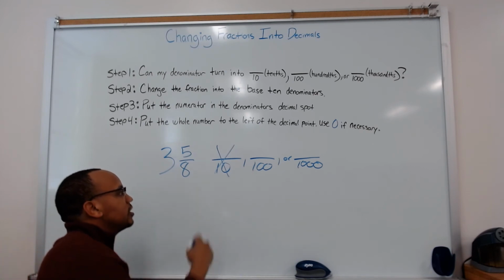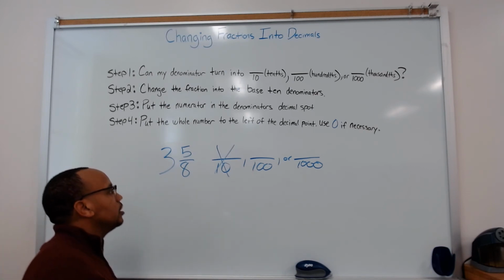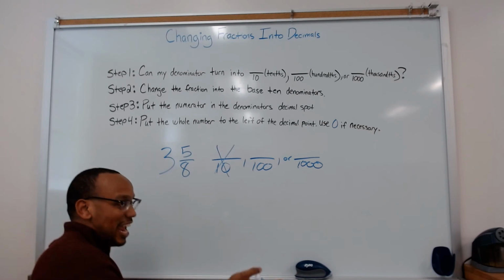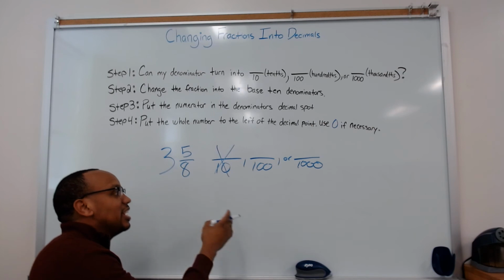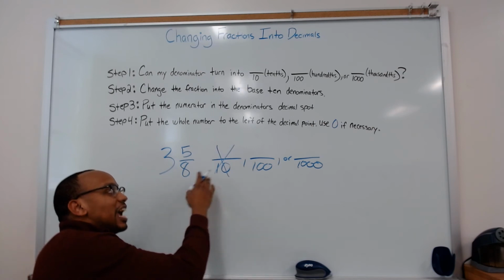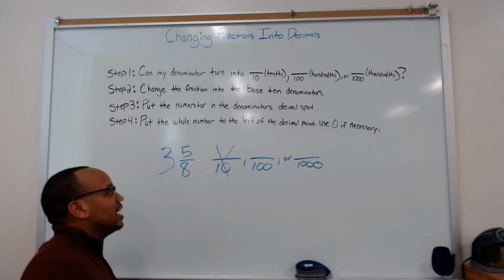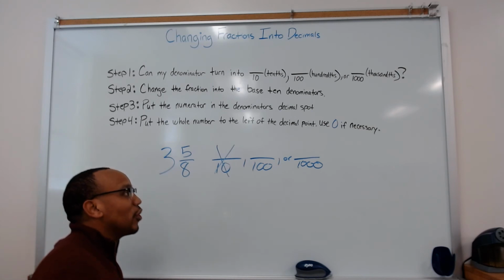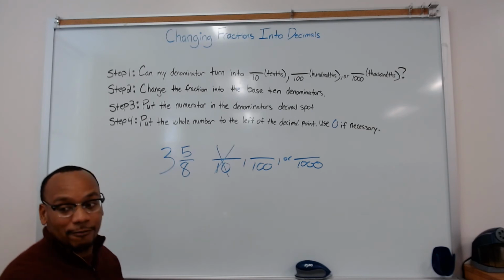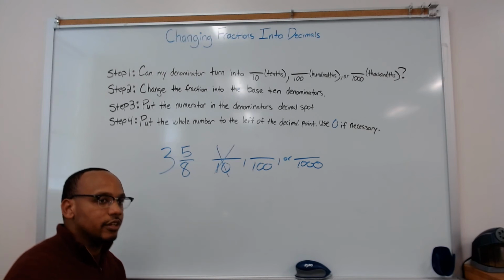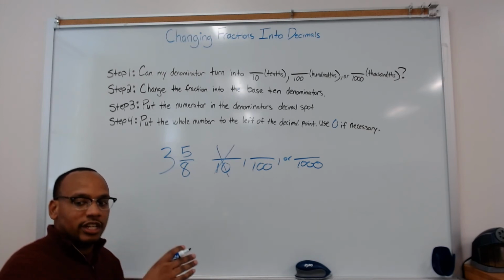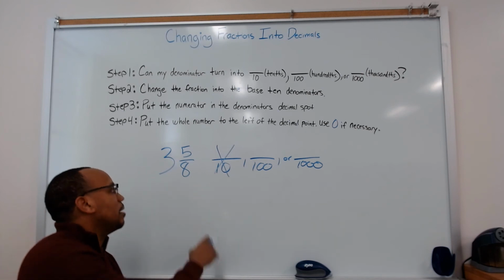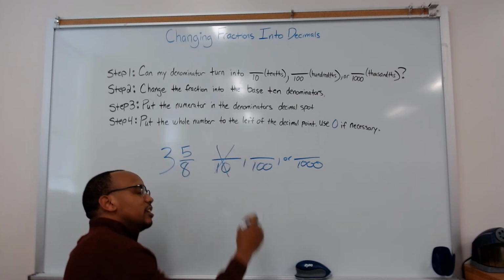Okay, let's try to see what's close to 100. 8 times 10 is 80. 8 times 11 is 88. 8 times 12 is 96. And 8 times 13 is 104, not 100. 8 times 12 is 96, but you're only 4 more away from 100. You need it to be 8 more. So that means 8 can't turn into hundredths either.